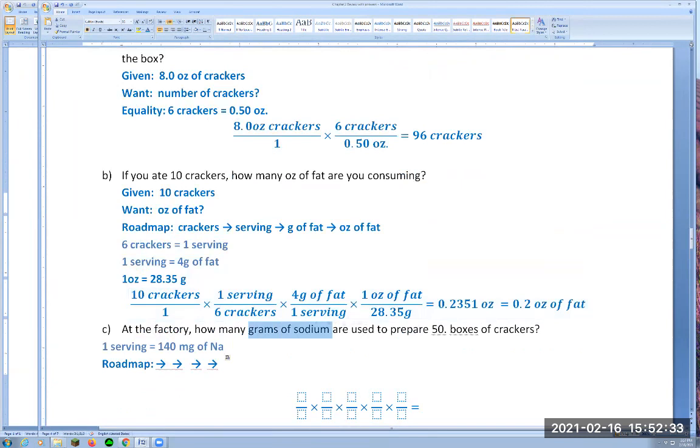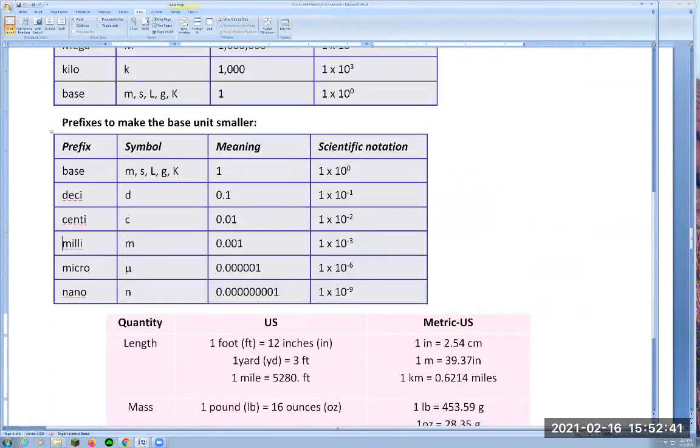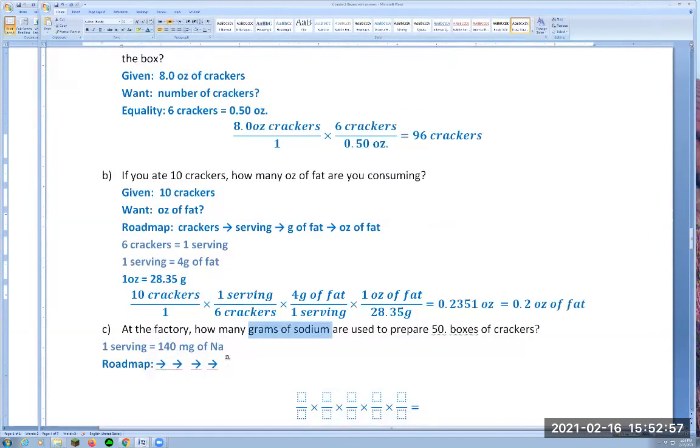But here it's asking for grams of sodium, so we will need to change the milligrams into grams. So let's look at the milli prefix. The way to use this table is to say 1 milli, and that's grams for us here. The base unit is the gram. So 1 milligram is 0.001 gram. So let's write this equality. 1 milligram equals 0.001 gram. So this will allow us to change the milligrams of sodium to grams.